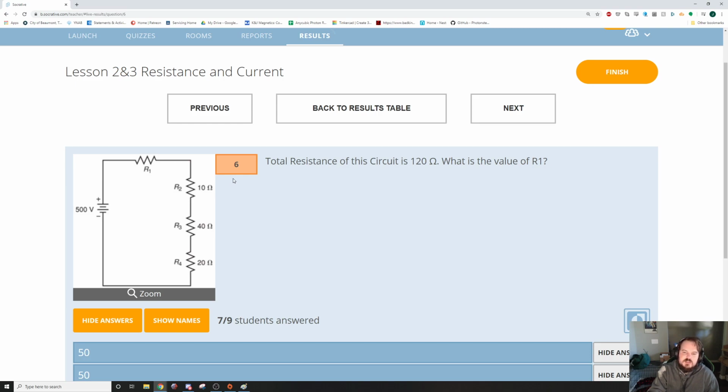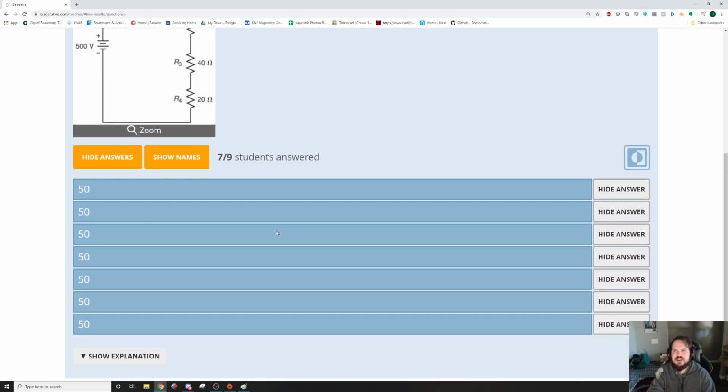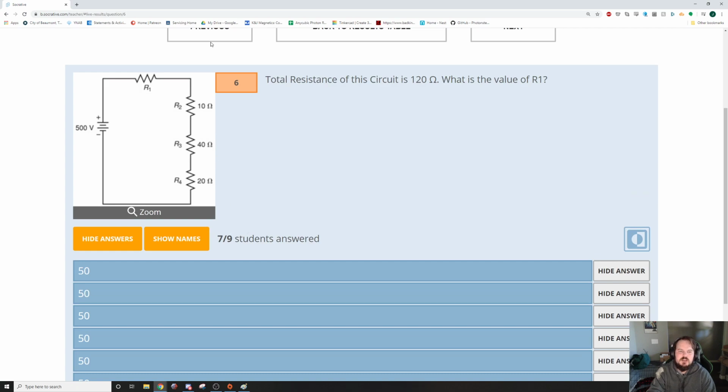Total resistance of this circuit is 120. What is the value of R1? Oh, so in this case... Oh, y'all got it. You all got it. It's 50. What you're going to do is take that 120 and subtract the 3 given values, which add up to 70.